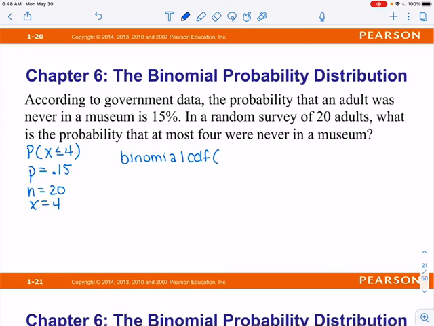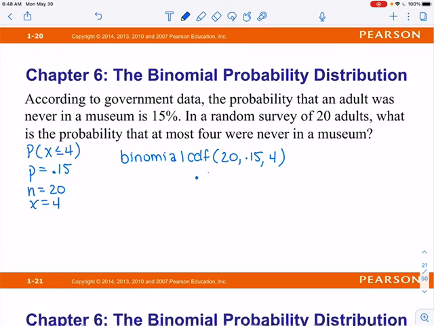And again, that 20 has to come first, then the probability, then X. And when you chuck that into the calculator and hit enter, you should get an answer of 0.8298. So again, you could have figured out 4 different probabilities. You could have figured out the exact probability of 4, 3, 2, 1, and 0, and then added them all together, and it would have given you the same thing. It's just going to take you a lot longer to get there.